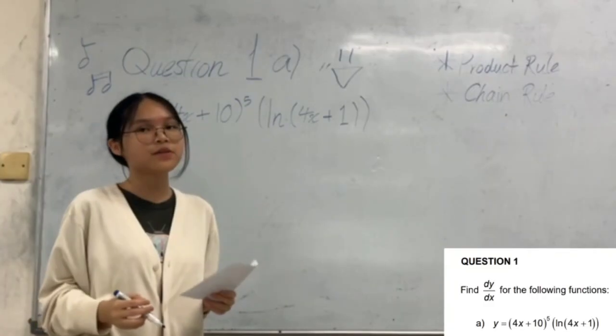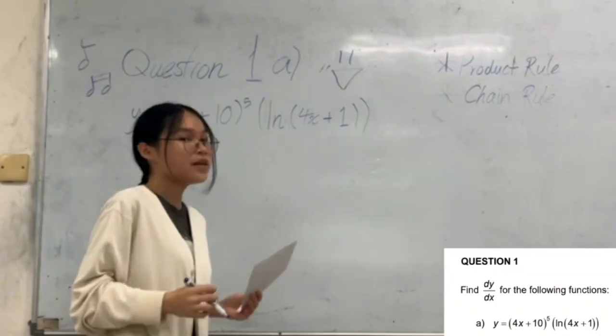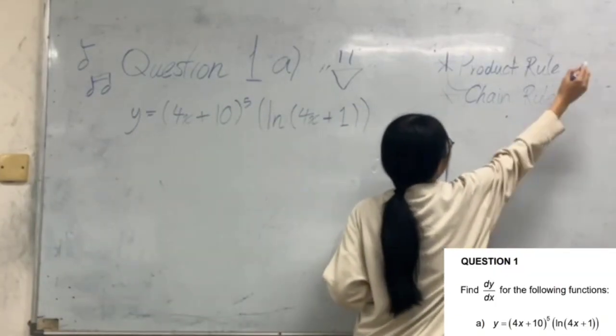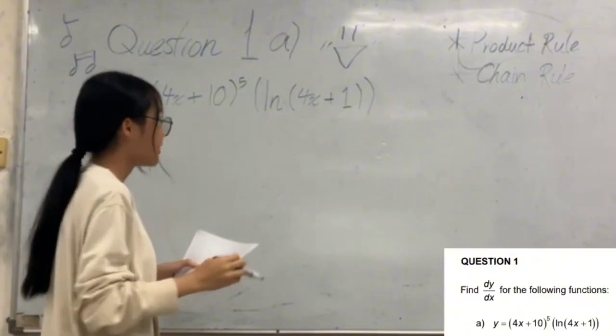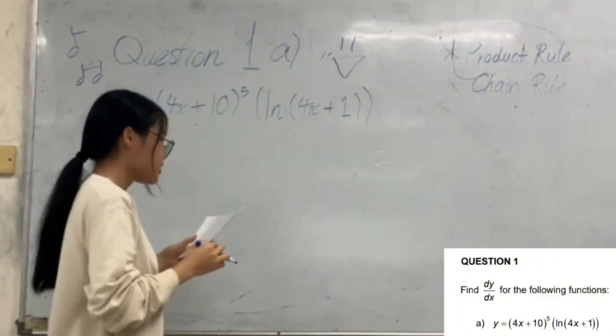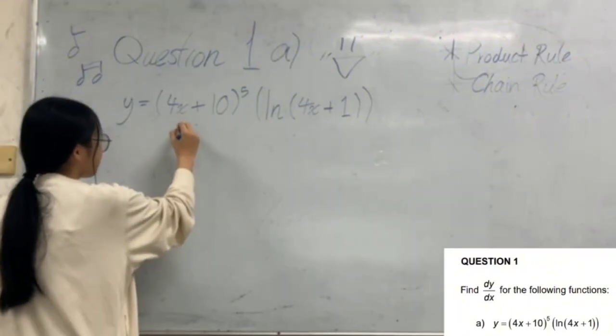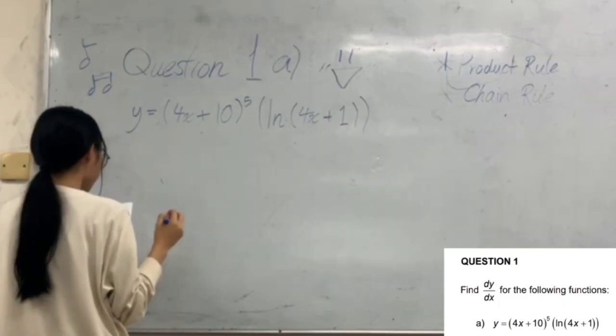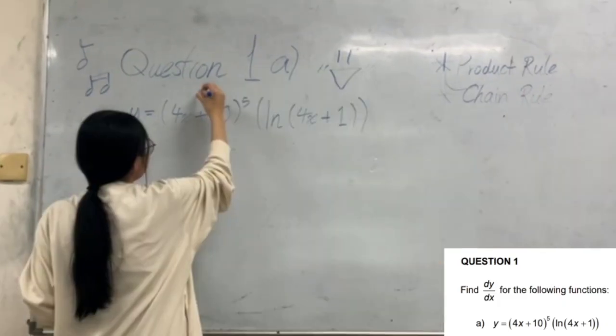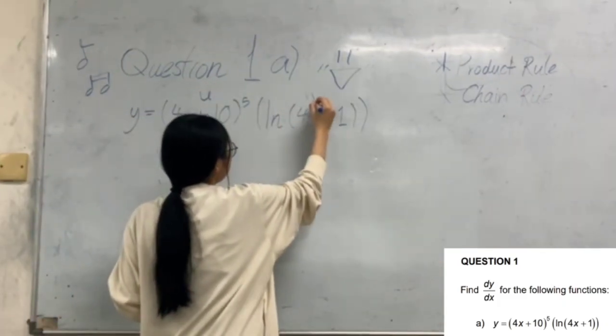I will explain a few steps to solve this equation. We need to use product rule. First, we need to differentiate both of these equations. For this equation, bracket 4x plus 10 to the power of 5, we differentiate using chain rule. Let this equation be u and this equation be v.